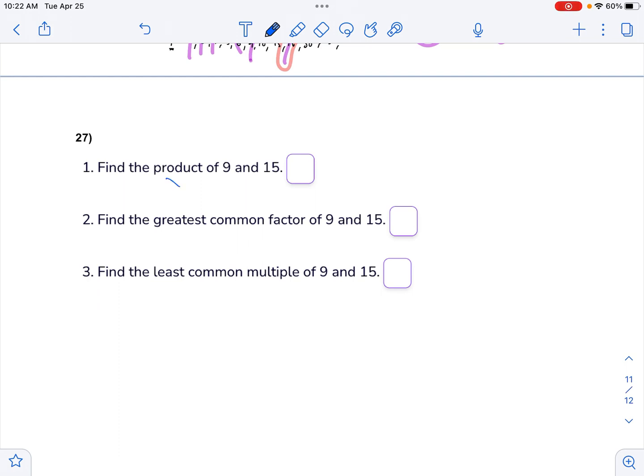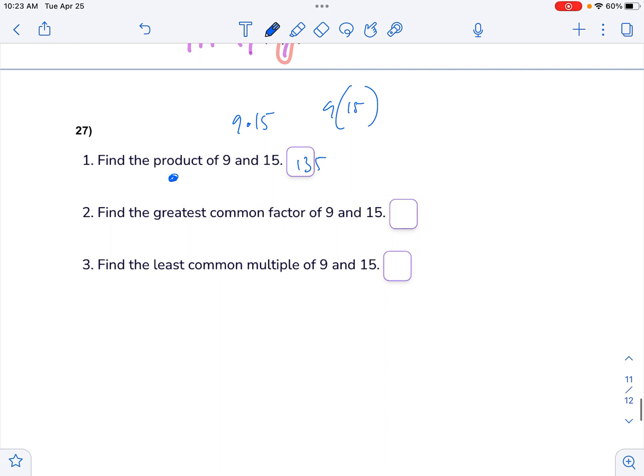All right, find the product of, okay, product means to multiply. I almost put an X for multiplying. Now, X does mean multiplying, but the closer and closer we get to algebra, X means a variable, an unknown, so we have to switch to the dot. So 9 times 15, or parentheses. So 9 times 15 is 135. That's awesome.